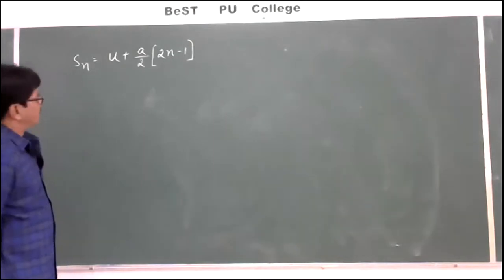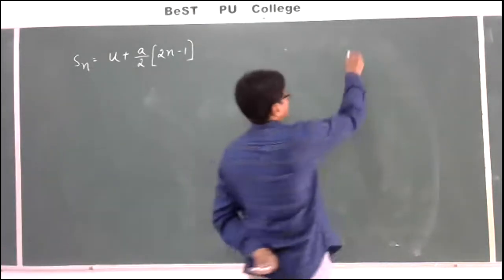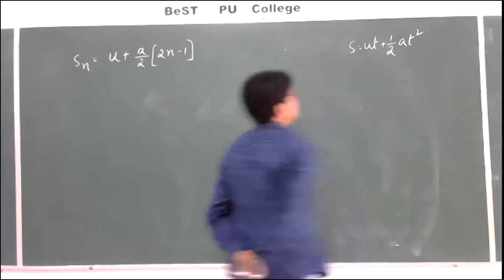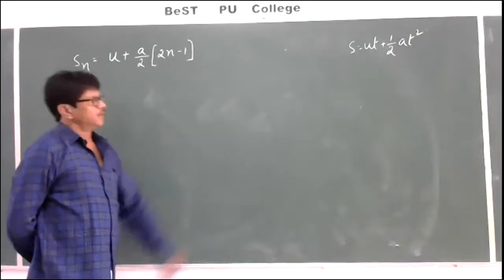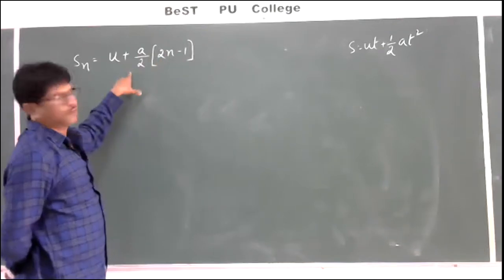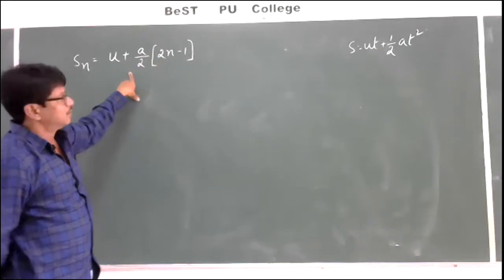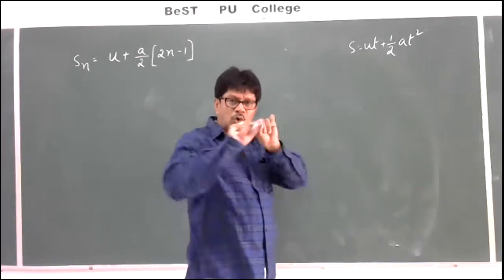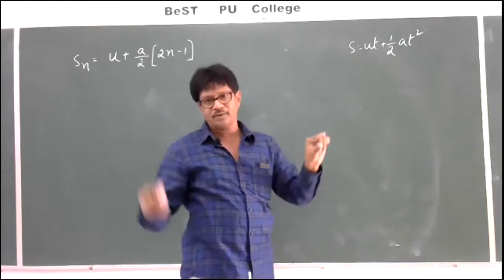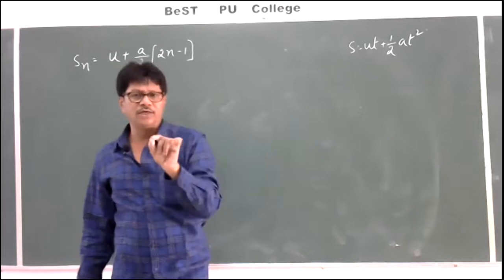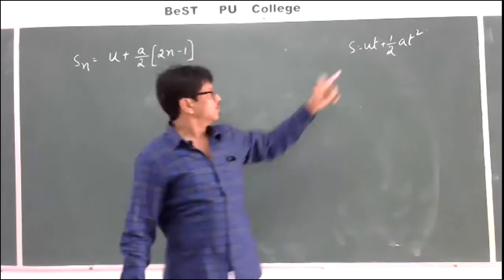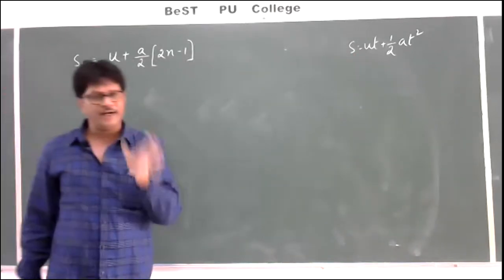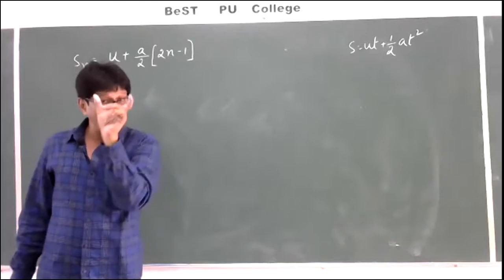So already we are very familiar with one formula, s is equal to ut plus half at square. So you may have a bit of confusion: where should we use that formula and where should we use this formula? But already we know that this formula will be used to find the total distance in a total time. Whenever we are finding the total distance in a total time, we'll go with this formula. Whereas this formula will be used to find the distance traveled in a particular time.